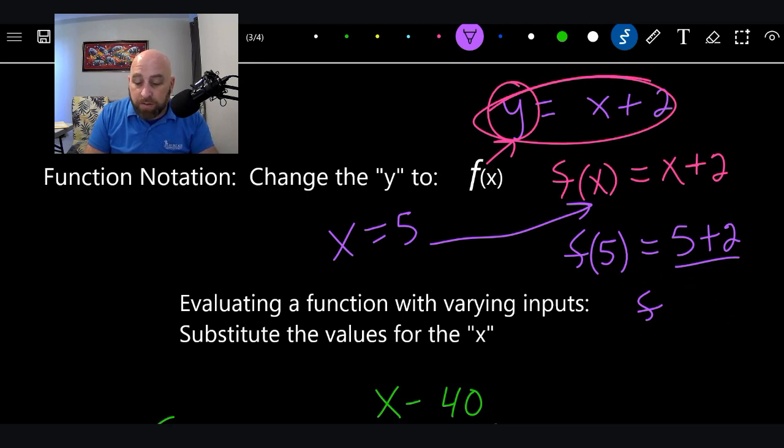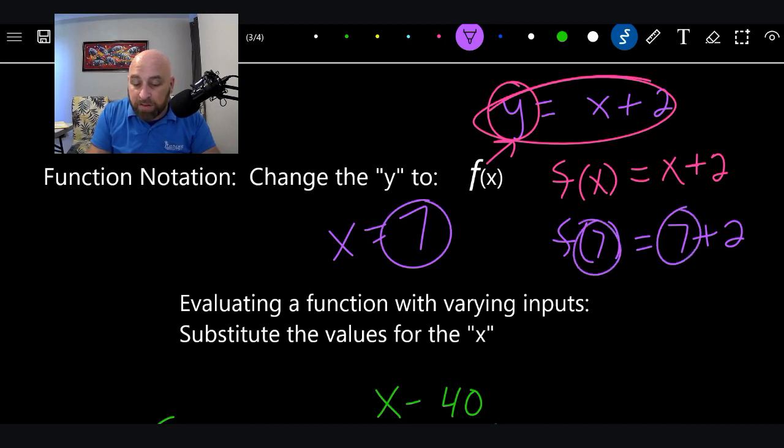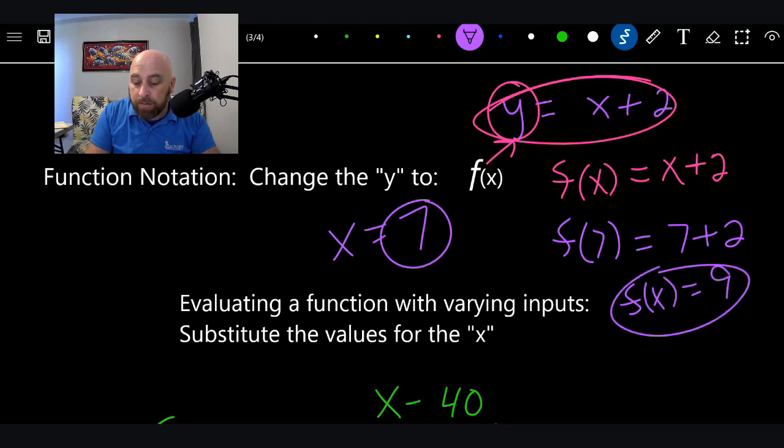Now watch what happens when we change the function again. So now it was function of 5. Now we're going to change it. Let's say the function of 7. So the function of 7 equals 7 plus 2. Notice where everywhere there was an x, I put a 7. All right, so now the function of x equals 9. As the input changes, the output changes. That's why it's called the dependent variable. It depends on whatever x is.